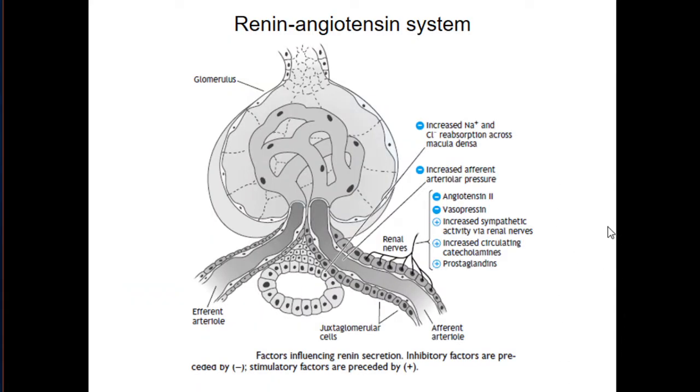So let's talk about renin-angiotensin system because we have mentioned it already a couple of times. So here you have a summary on factors which will activate or inhibit this system. Activation of this system could be done by increased sympathetic activity, increased circulating catecholamines and prostaglandins, and high concentration of angiotensin and vasopressin inhibits this system, as well as increased arterial pressure and increased right pathway across the macula densa.